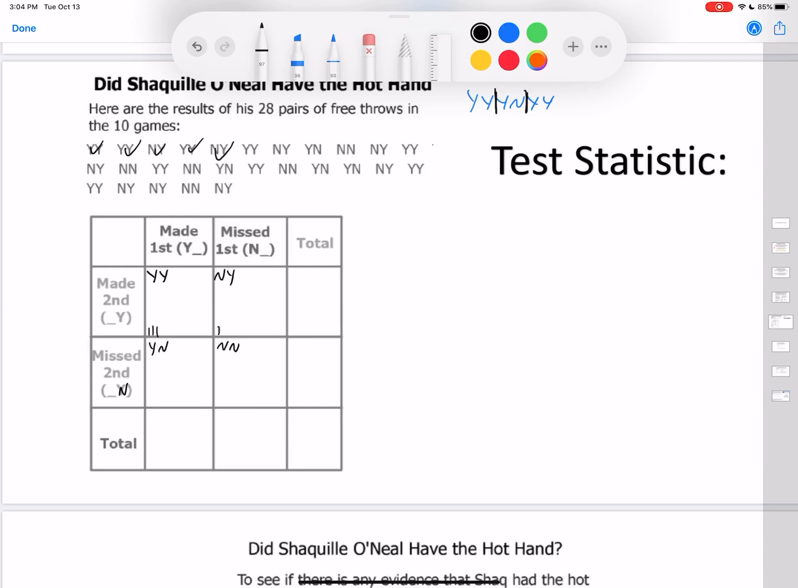Hopefully you won't see me make any mistakes as I'm going. It's really easy to get confused with all these N's and Y's. So just be careful, take your time.